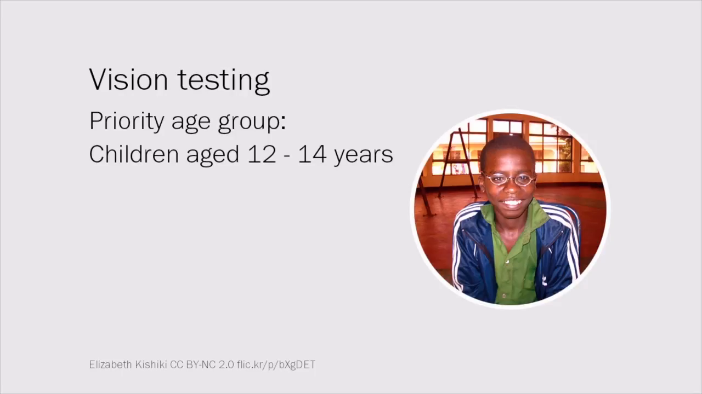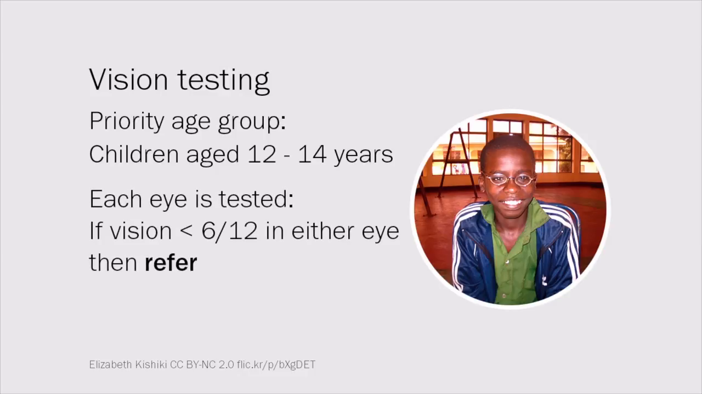The priority age group that needs vision testing at least once is children aged 12 to 14 years. This is to detect myopia of puberty. Younger age groups are tested if resources are available. Each eye is tested, and vision less than 6/12 in either eye is defined as a case for referral and further testing. Lower cutoff of less than 1 diopter correction often results in poor adherence to spectacle wearing amongst children.